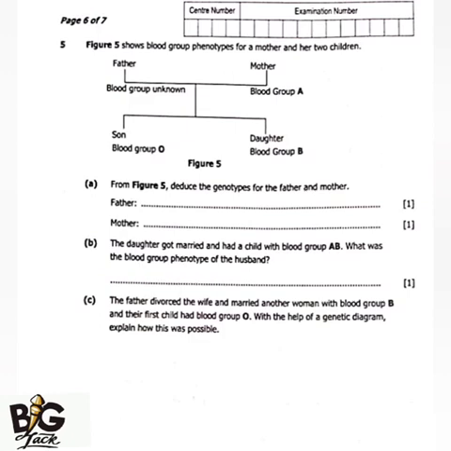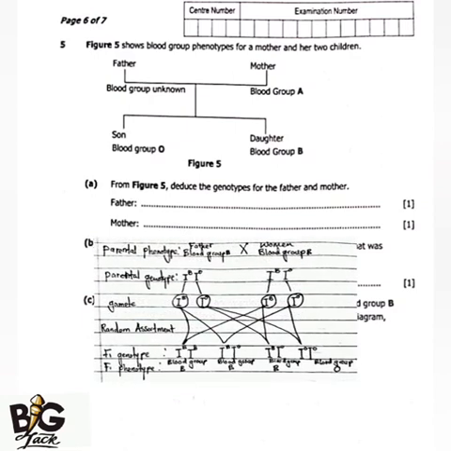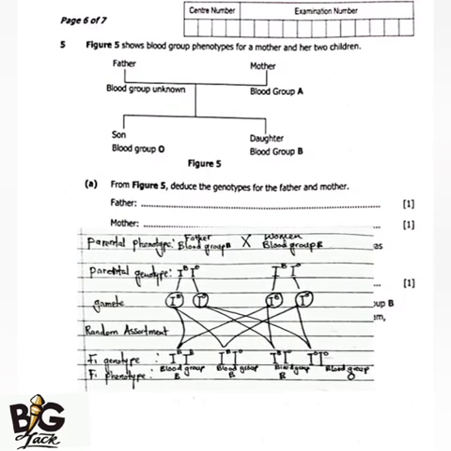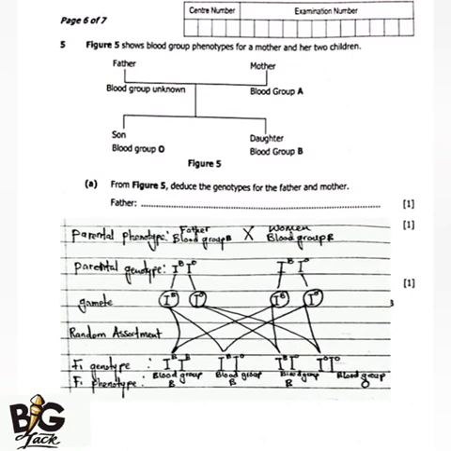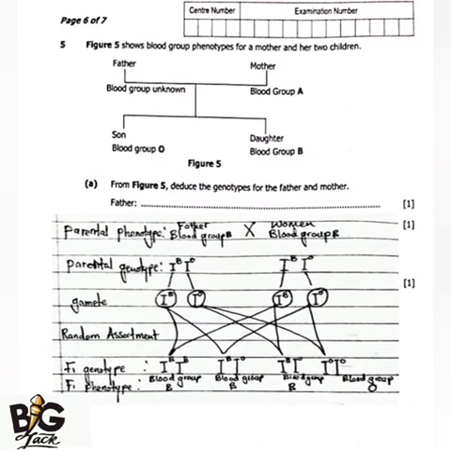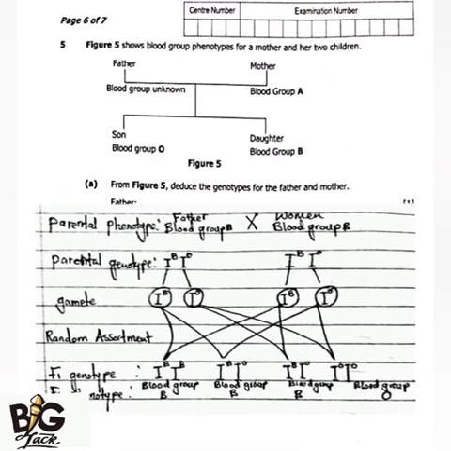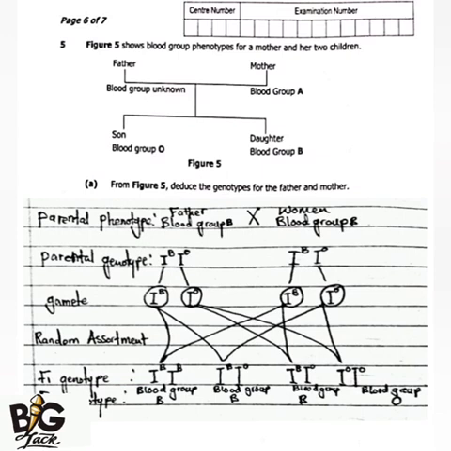So let me display the answer. Let me start with the parental phenotype. As for the parental phenotype, we just use words. So the father is having blood group B. I'm just going to write blood group B, along with the woman, who is having blood group B also. Apart from that, let's move on to the parental genotype. The genotype is represented by alleles, and alleles go in pairs.